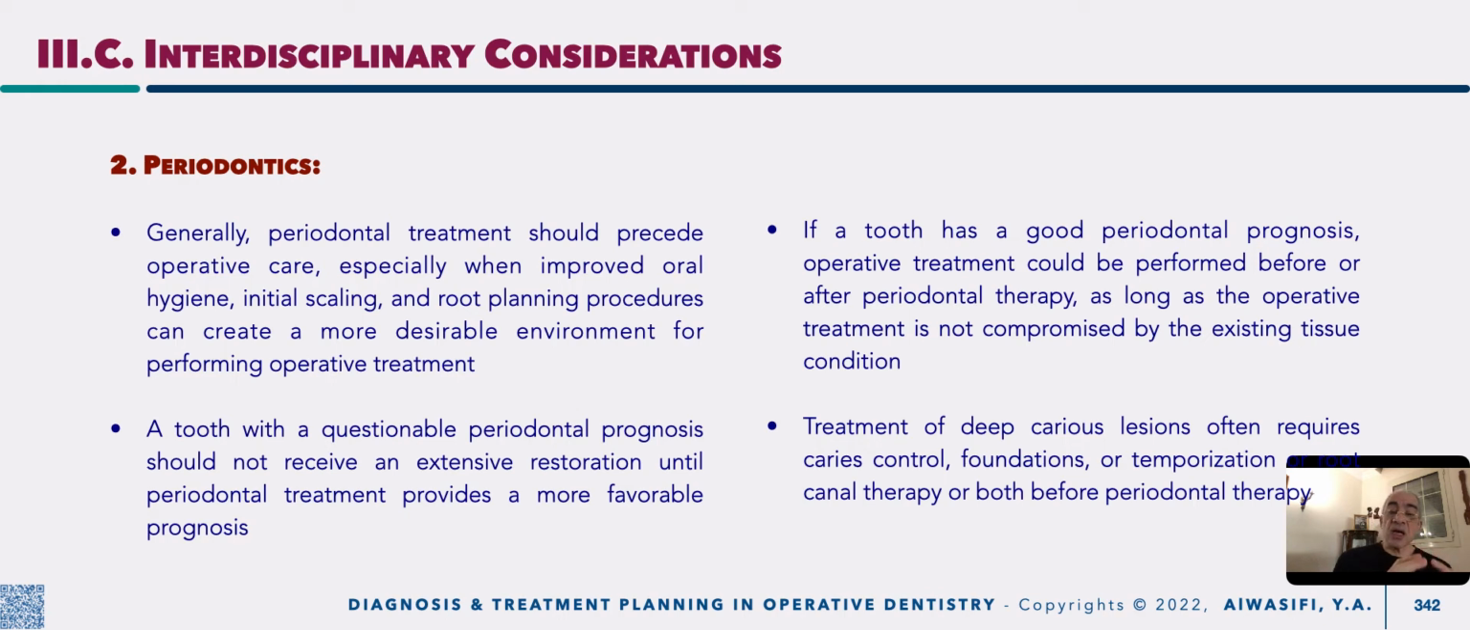A tooth that has a good periodontal prognosis: operative treatment could be performed before or after periodontal therapy, as long as there is no interference between them. The operative treatment is not compromised by existing tissue condition, and the periodontal condition is not compromised by the operative condition. Let me give you an example: a patient having staining and plaque and calculus accumulation in anterior teeth, especially the lingual surface of lower anteriors.